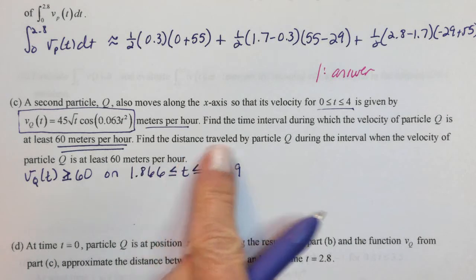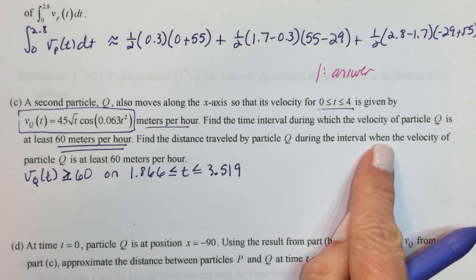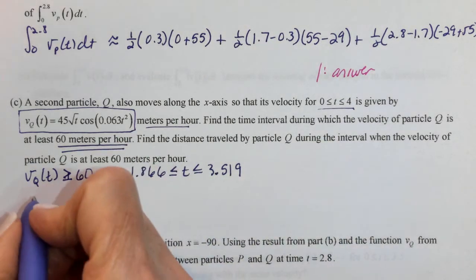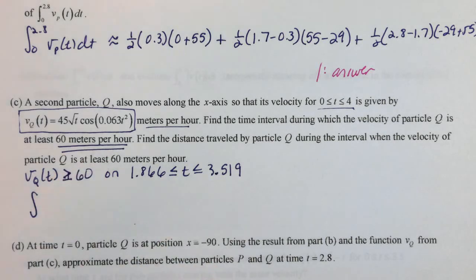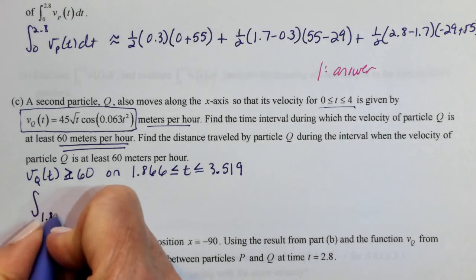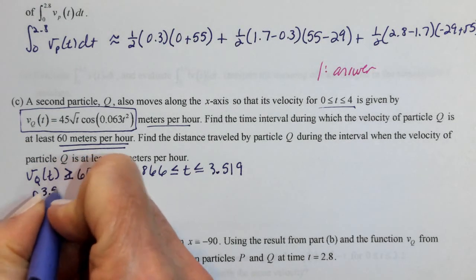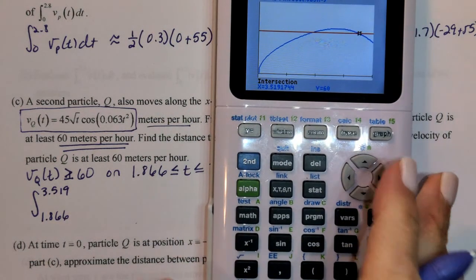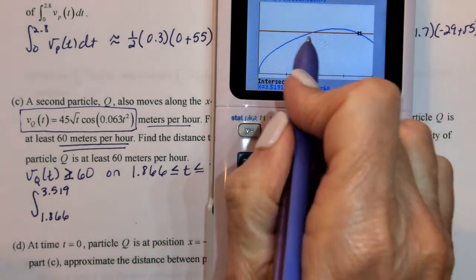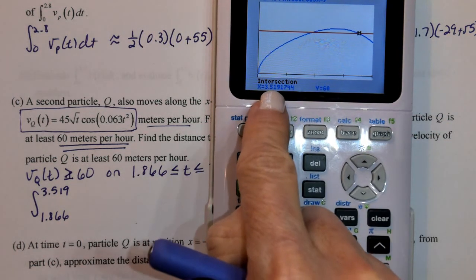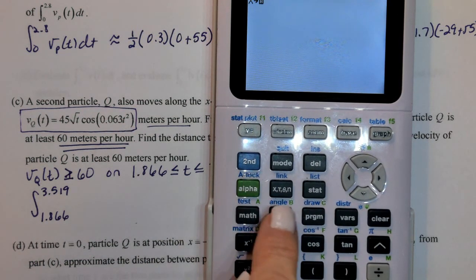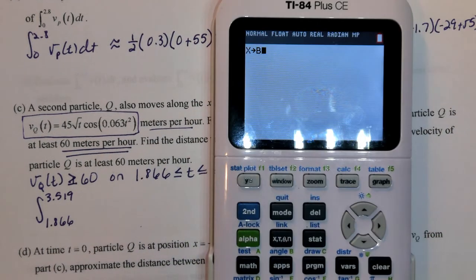Now we want to find the distance traveled by Q during the interval where the velocity of Q is at least 60 miles an hour. So now this is just an integral. I'm going from that first time to our second time, and now that I know I'm going to need these exact values, I realize I did not store my first time. But before I forget, I'm going to store this time in for B. That's my upper boundary.